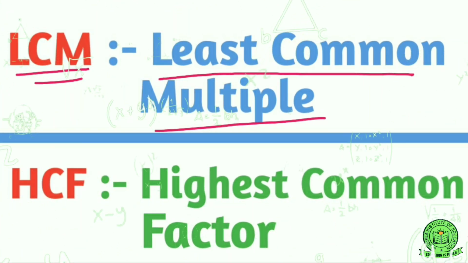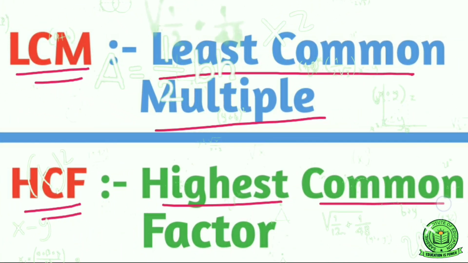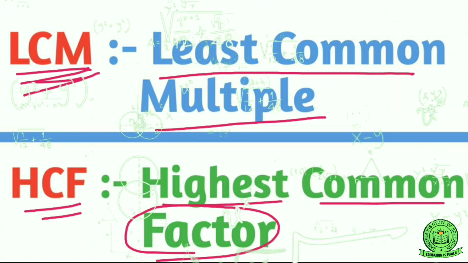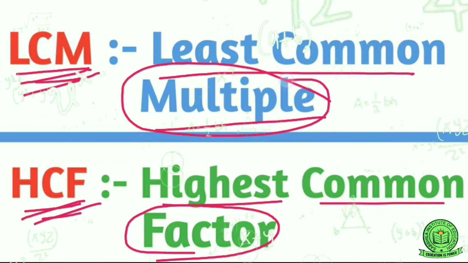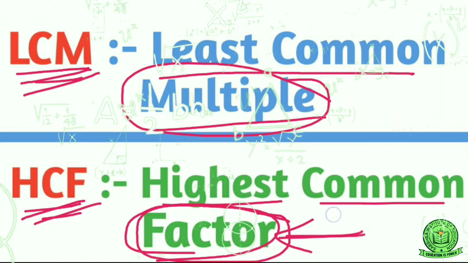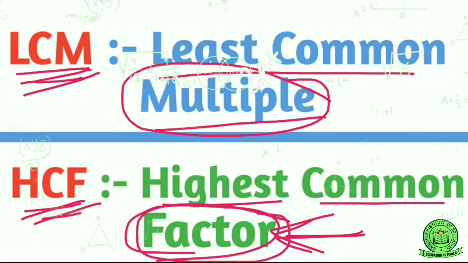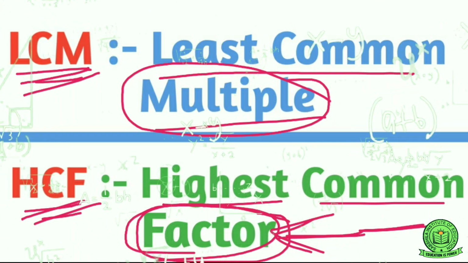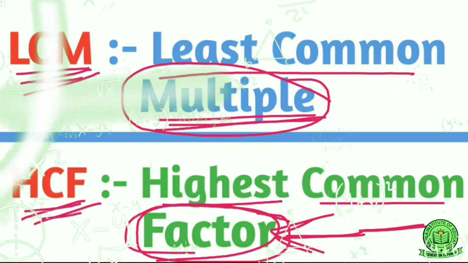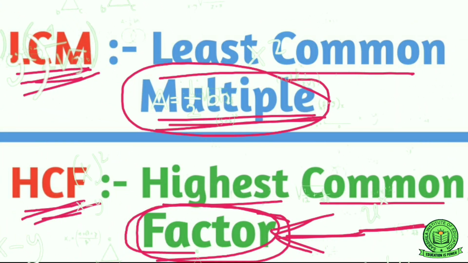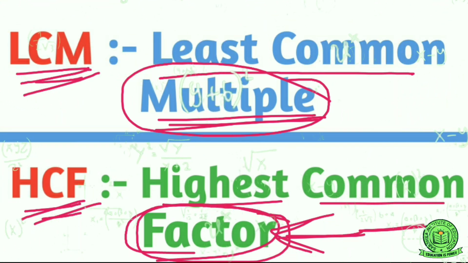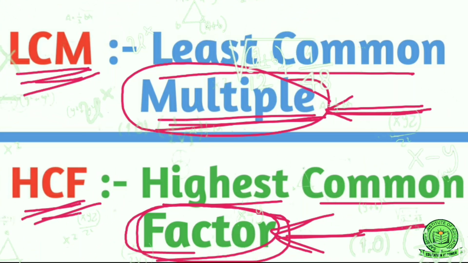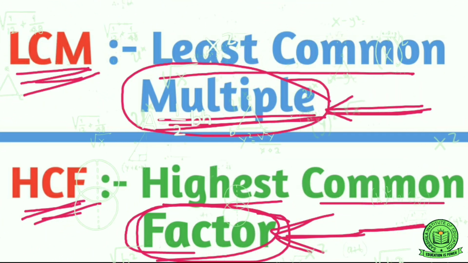The full form of LCM is least common multiple, and the full form of HCF is highest common factor. The difference between LCM and HCF is that here is a multiple and here is a factor. A factor means the HCF can divide all the given numbers. And a multiple means the LCM is the number that all the given numbers divide into.